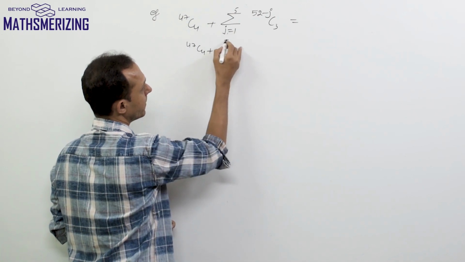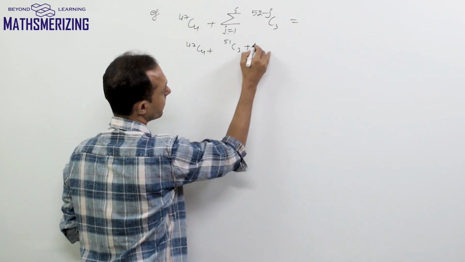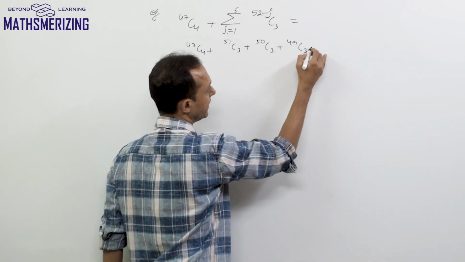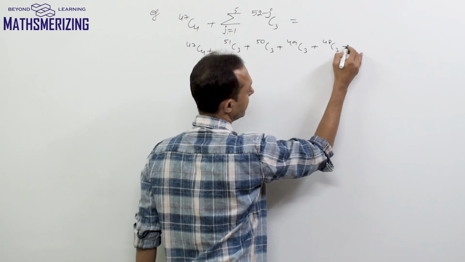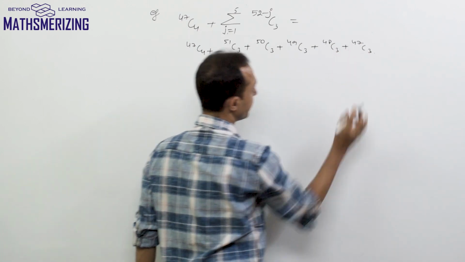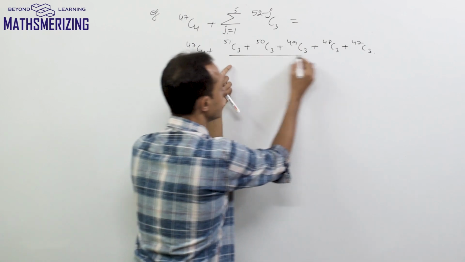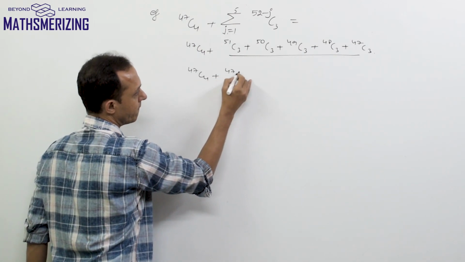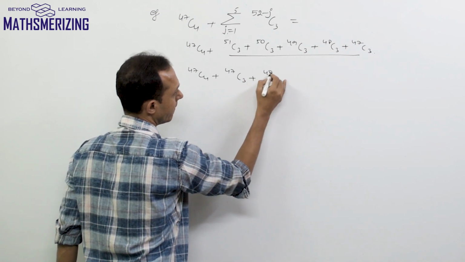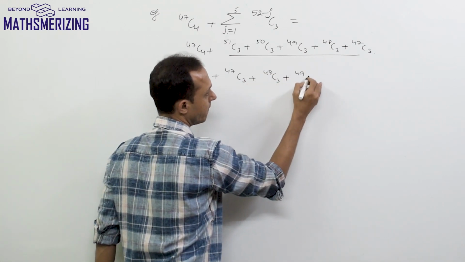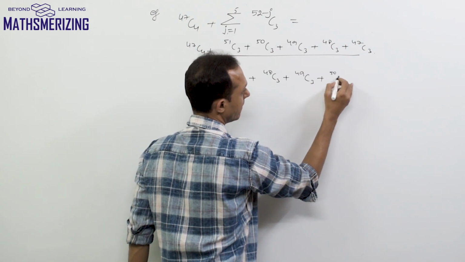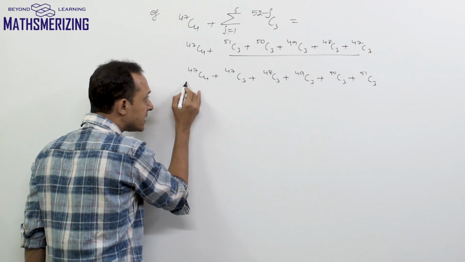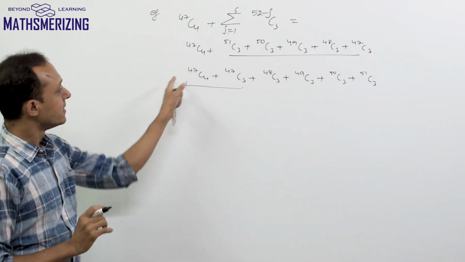So if I put j as 1, so 51C3, 50C3, 49C3, 48C3, and then 47C3. So now what I'll do is, I'll reverse this series. So if I reverse it, I'll write it as 47C4, 47C3, 48C3, 49C3, 50C3, and plus 51C3. Now if I look at these first two terms, here n is the same and r differs by 1, right?